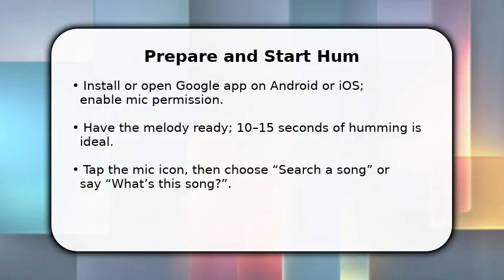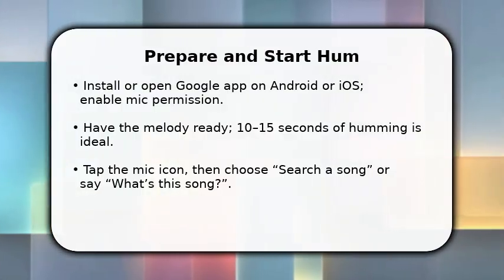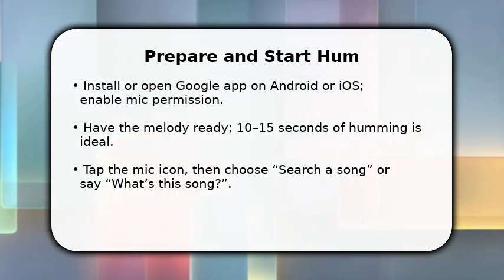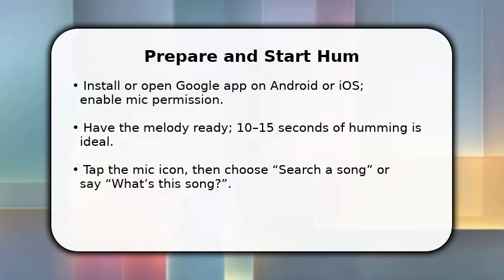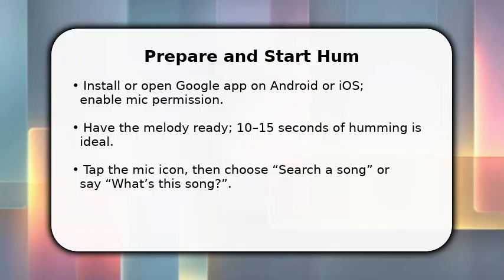You start by opening the Google app and granting microphone access. This is essential. Next, position yourself in a quiet spot and prepare the melody you want identified. Tap the mic icon and pick, search a song or speak, "What's this song?" Then begin humming. Focus on the core tune, not lyrics.